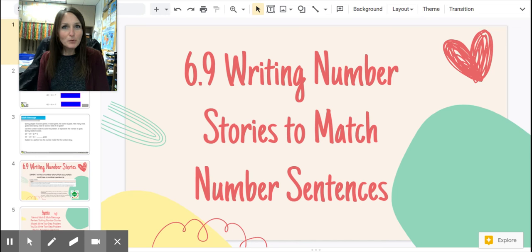Hi boys and girls, today we're going to be doing 6.9, writing a number story to match a number sentence. This is an open response, so this is one of those types of problems that you could spend 2 days doing, that we work on and think about. We're not going to become experts at it today, okay, but we want to try to learn from what we're doing today, think about it and write some things down.